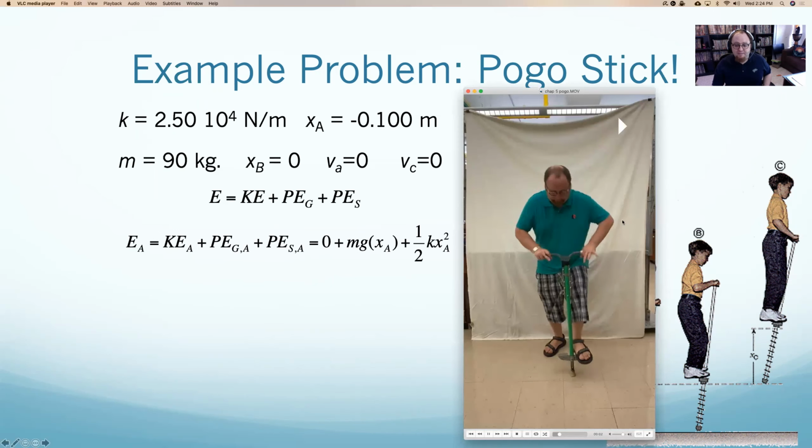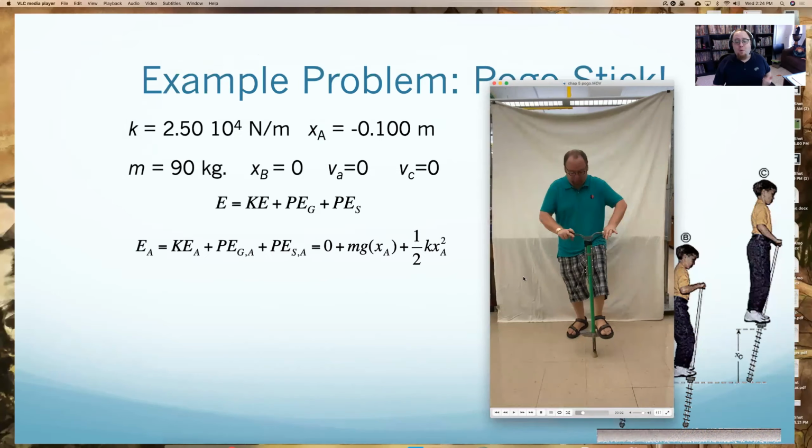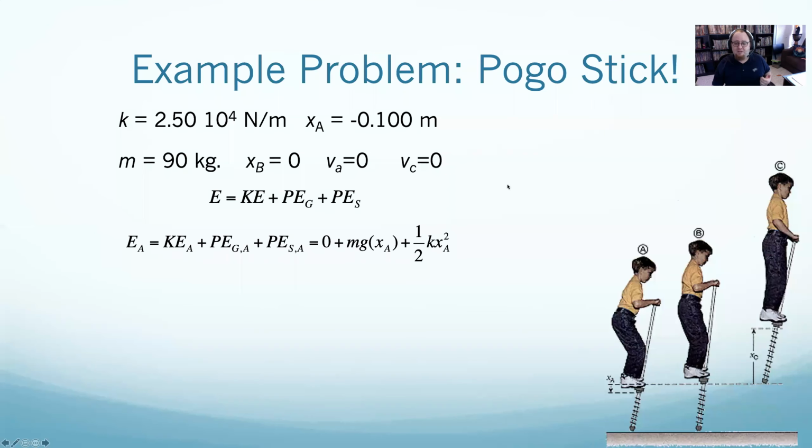At B, I'm flying off the ground. At B, my height is 0. I'm still on the ground, right at my 0 height, but I'm traveling upwards. So at B, I have no potential. The only thing I'll have is kinetic energy because I'm moving, but I'm at the zero height.